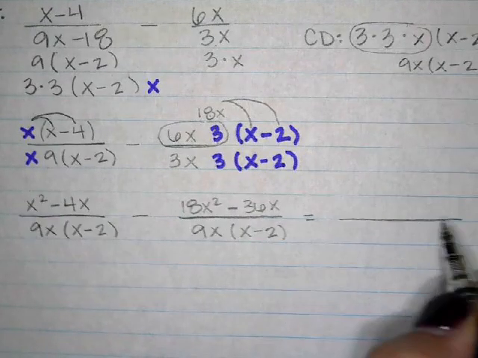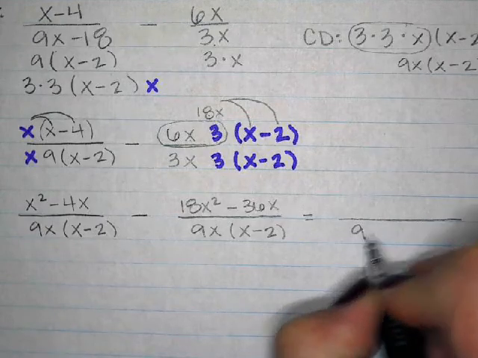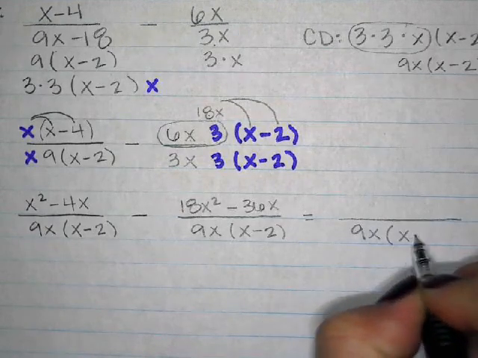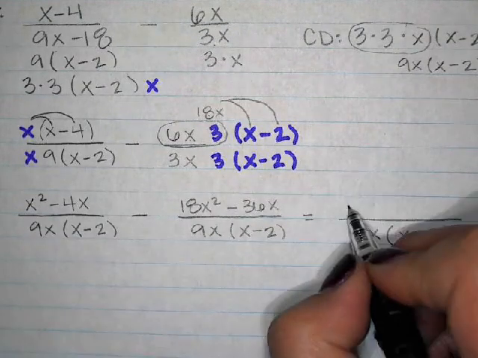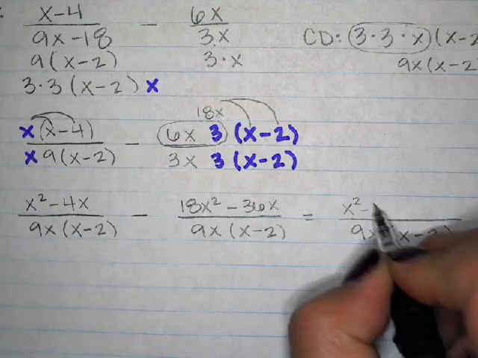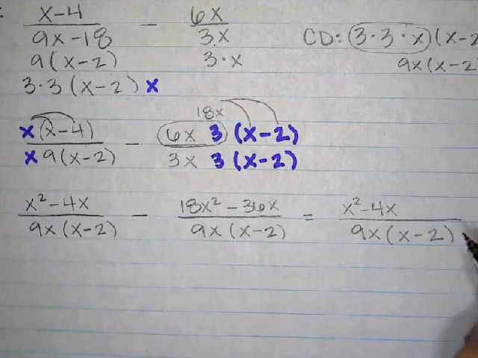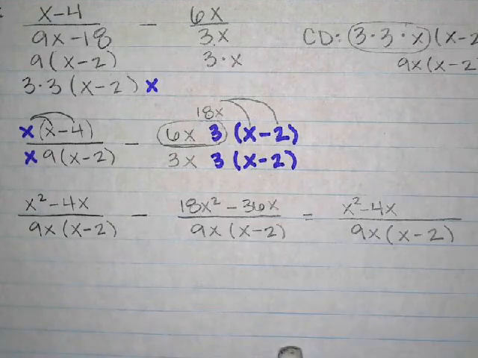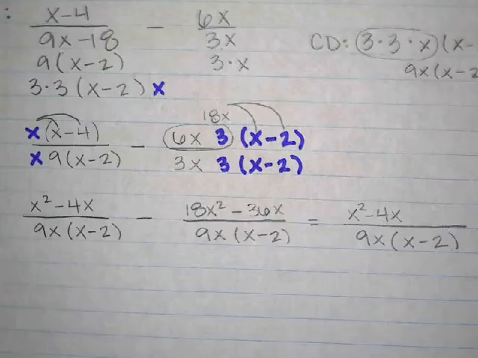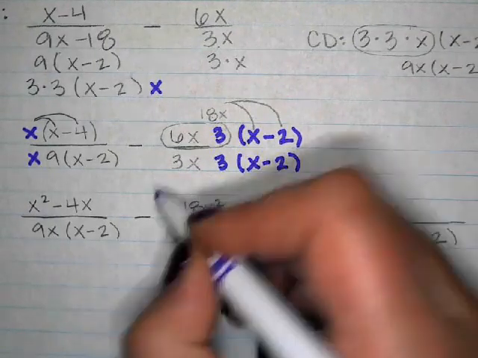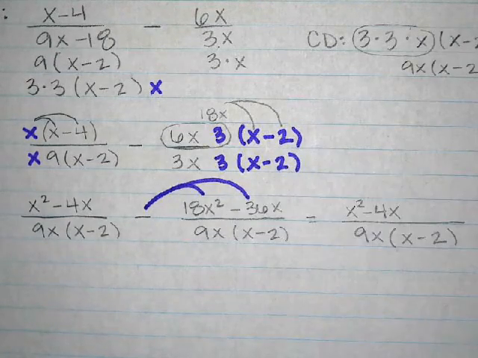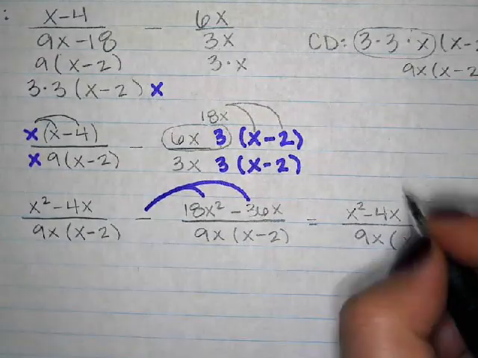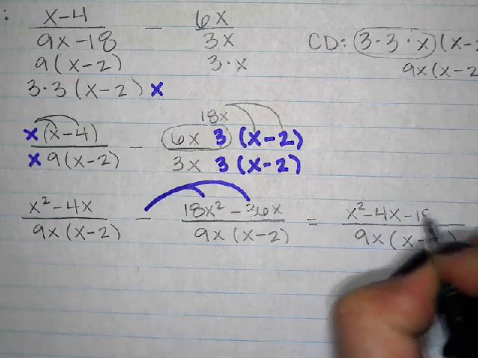So our common denominator is 9x times x minus 2. I'm just going to leave that common denominator. I have x squared minus 4x minus 18x squared. These problems aren't necessarily the most difficult that you've ever seen. We're just getting to the point where we have to be really careful. That's all that's happening, is we've got to be really careful.